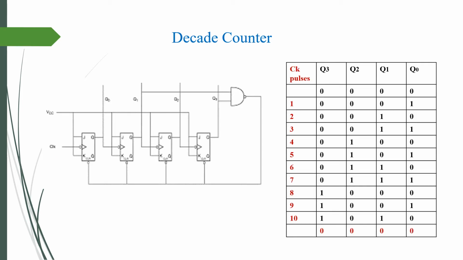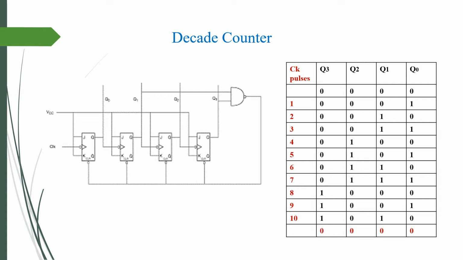Figure shows decade counter. It is a modified 4-bit asynchronous counter with some modification using NAND gate and feedback connections. The outputs Q3 and Q1 are given to inputs of NAND gate to get a clear pulse at the 10th count, because at the 10th pulse the output will be 1010.